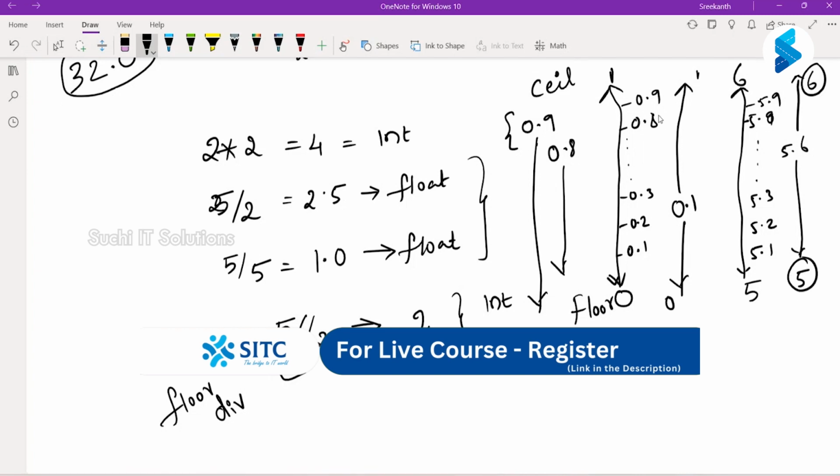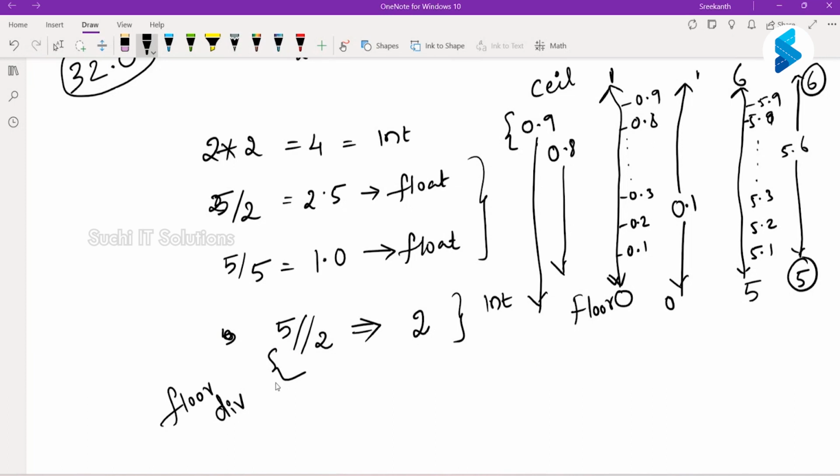Yes, sir. So here, if I use double slash, it will always give the floor value. The operator is called floor division, and hence it will always result in an integer with a floor value. Okay, are we clear?